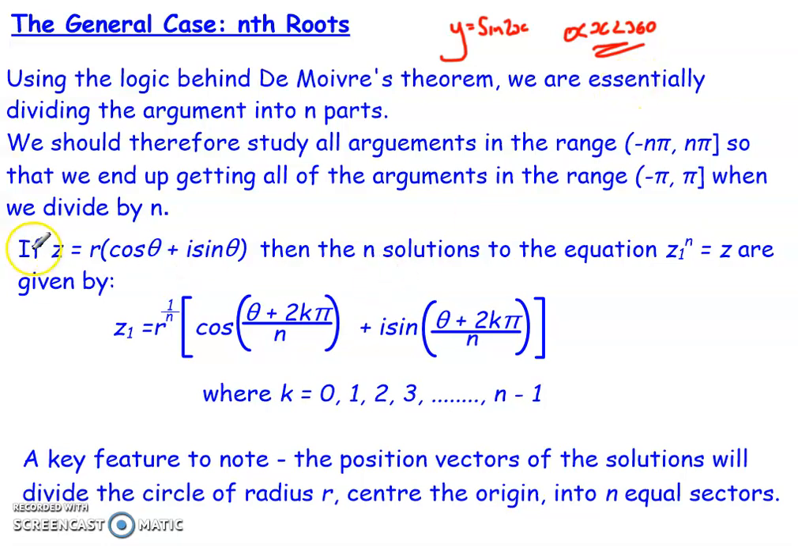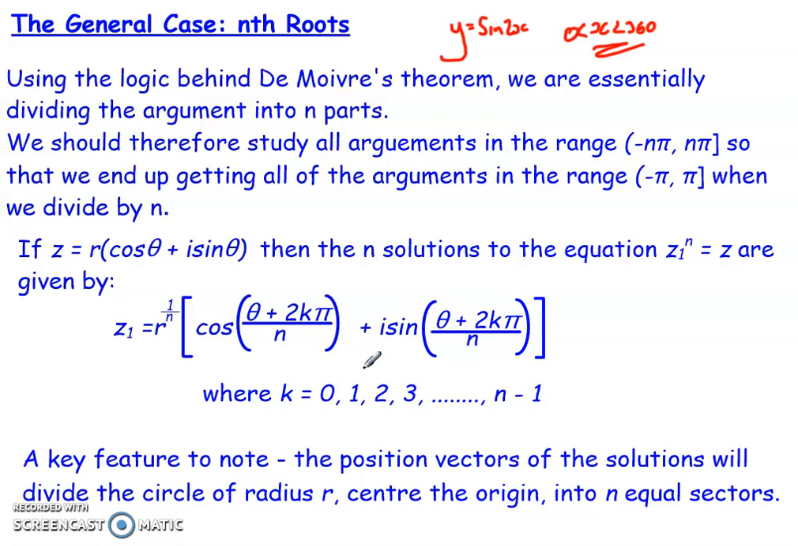So let's imagine we've got z equals r (cos theta plus i sine theta). Then the n solutions to the equation z1 to the power of n equals z, we get by performing this calculation here. So z1 equals r to the power of 1 over n, times cos of (theta plus 2k pi) over n plus i sine of (theta plus 2k pi) over n, where k is 0, 1, 2, 3, all the way up to n minus 1. So for the k, it goes from 0 up to 1 less than the number of roots we're having.